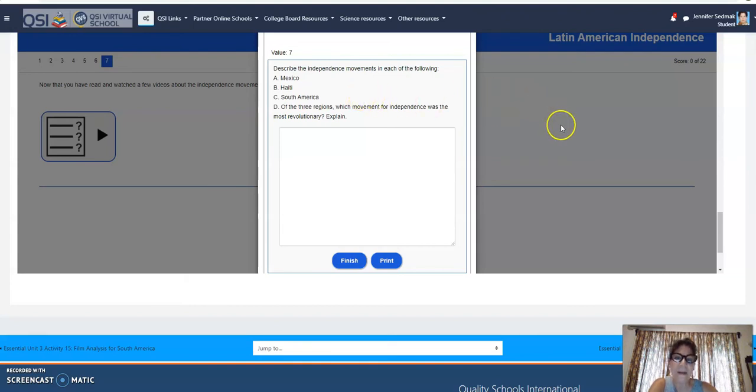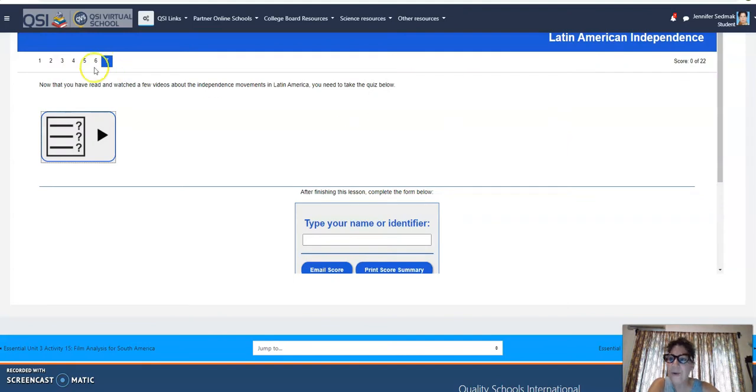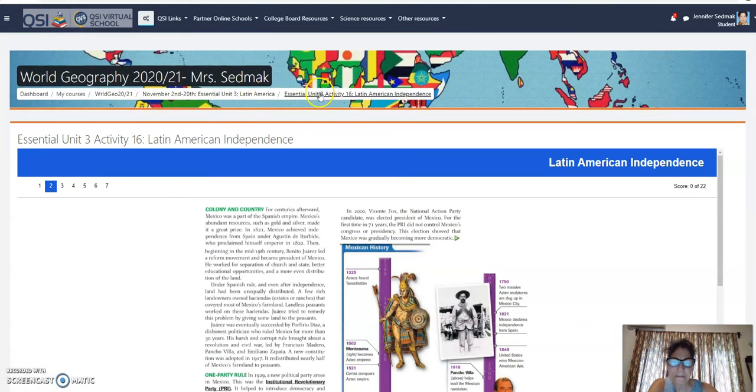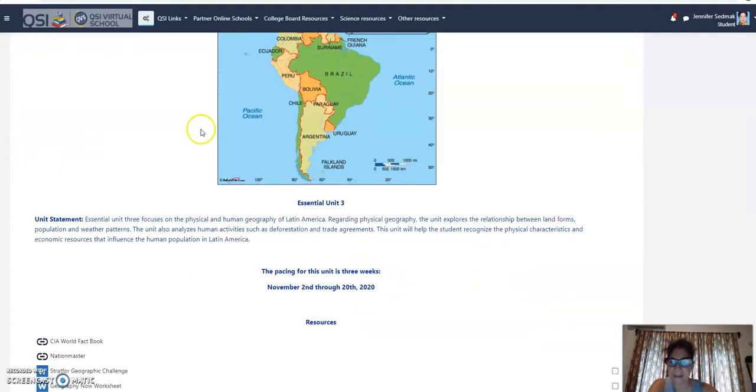It says describe the independence movements in each of the following. So I want to hear what independence was like for Mexico, for Haiti, and the other South American states. And then of the three regions, which movement for independence was the most revolutionary? So it's really good that you look at this question ahead of time. So as you're working through these 6 pages of this activity, you really watch out for the answers to those questions. Okay, so that is the activity on Latin American independence.